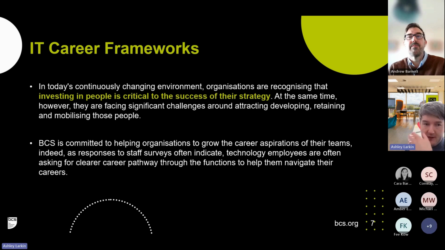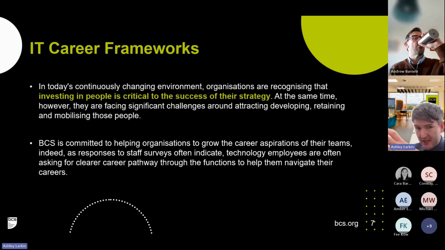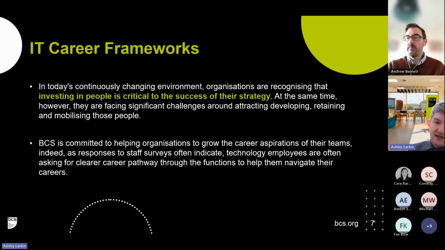Yeah, I agree with you. And from my experience as an account manager, lots of the reasons organizations come to talk to us about using frameworks, before they even decide on a framework to use, are often responses to staff surveys, and some of the technology employees not feeling they're being invested in. They're the same themes of fairness and consistency of language, and from that individual point of view, not understanding what the career pathway looks like.